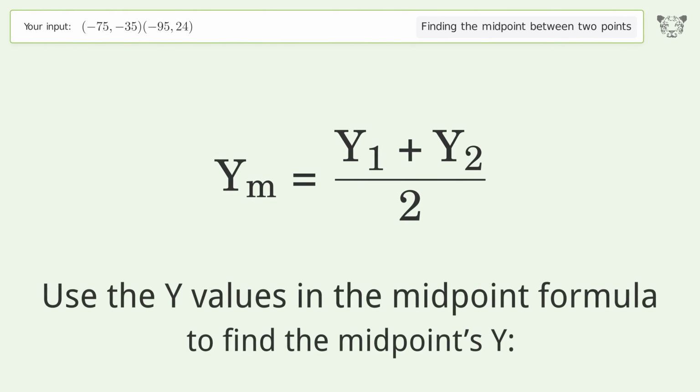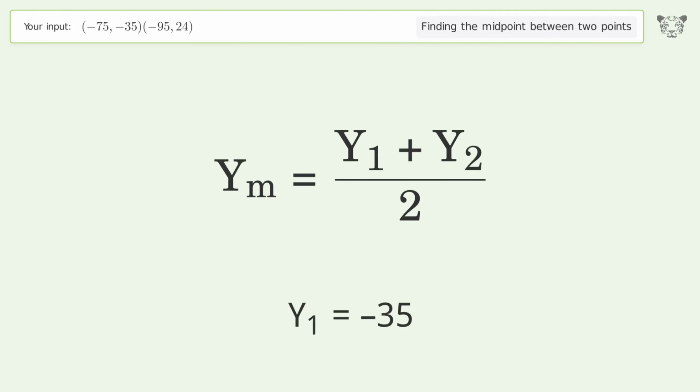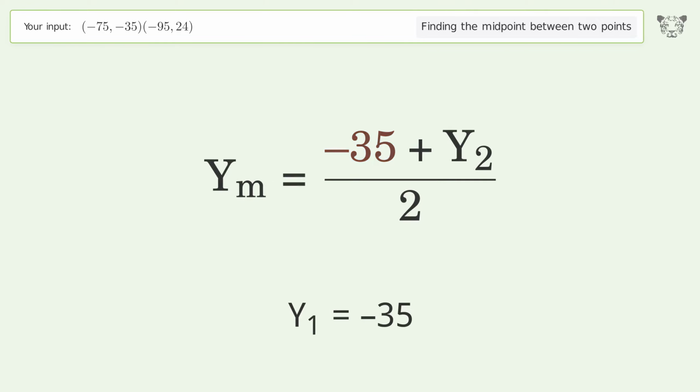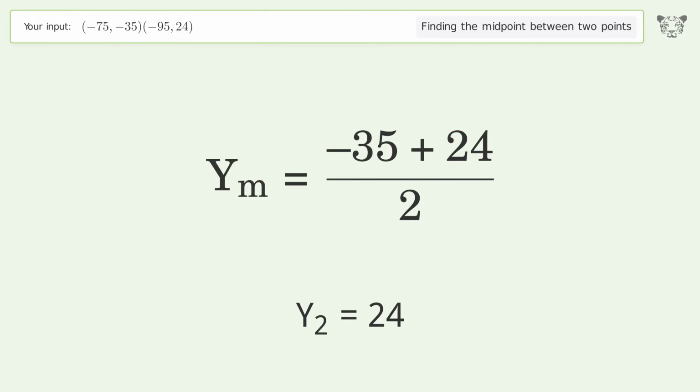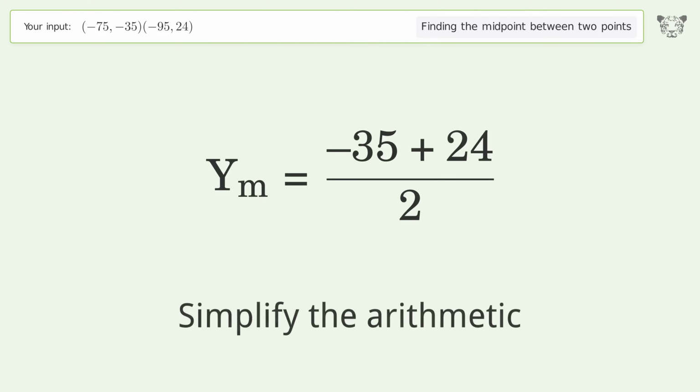Use the y values in the midpoint formula to find the midpoints y. y1 equals -35. y2 equals 24. Simplify the arithmetic.